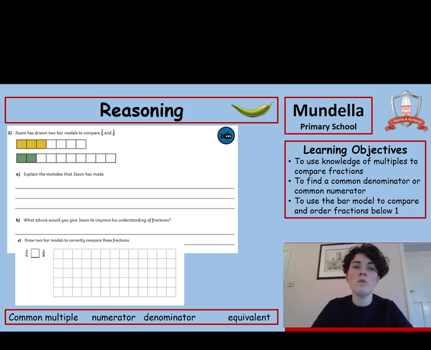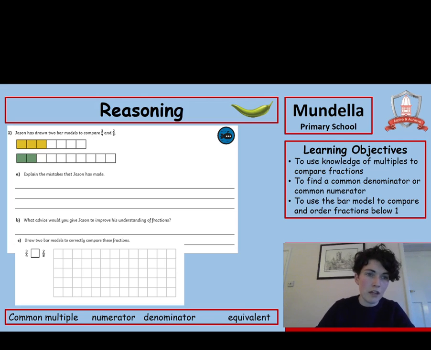And you've got to try and work out what it is and try to explain the mistake as though you're a teacher explaining to your student. What advice would you give Jason to improve his understanding of fractions? So how would you get him to do the question again?